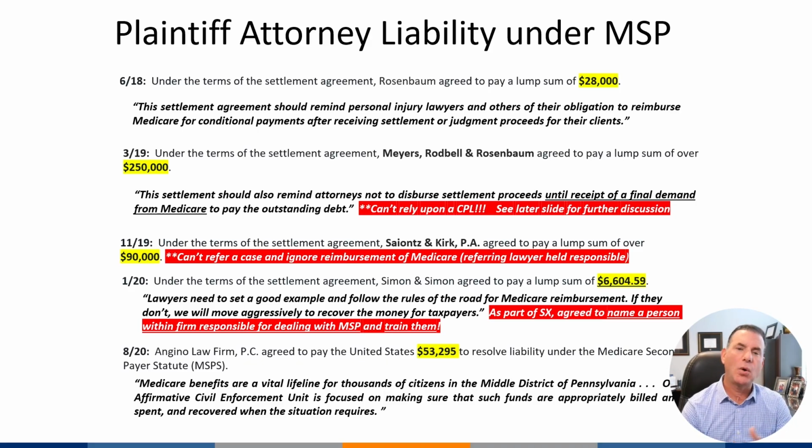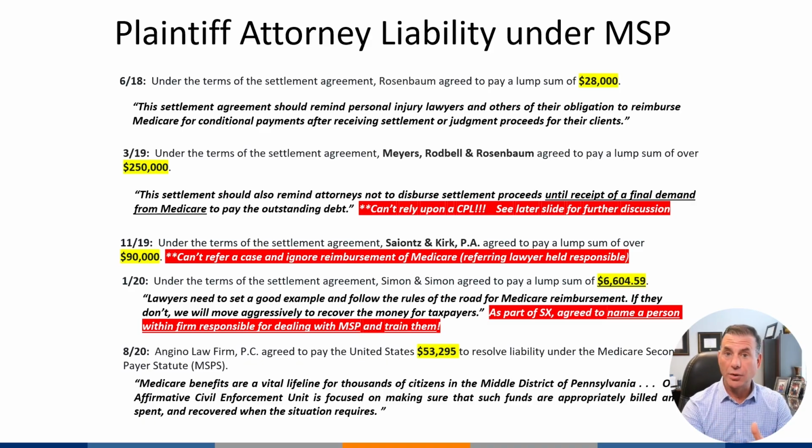And ultimately, the mistake here was just simply that the portal and this conditional payment letter had indicated lower amounts of money were going to be due to Medicare, but that unfortunately doesn't bind Medicare. The only thing that binds Medicare is the final demand. So relying upon a conditional payment letter or something you see in the portal before Medicare has gotten the details of settlement isn't going to bind Medicare and can result in ultimately problems that occurred here.